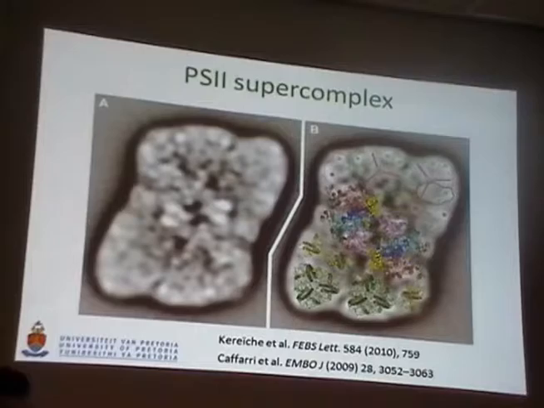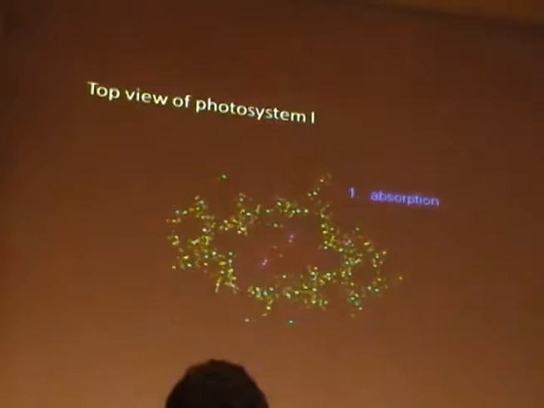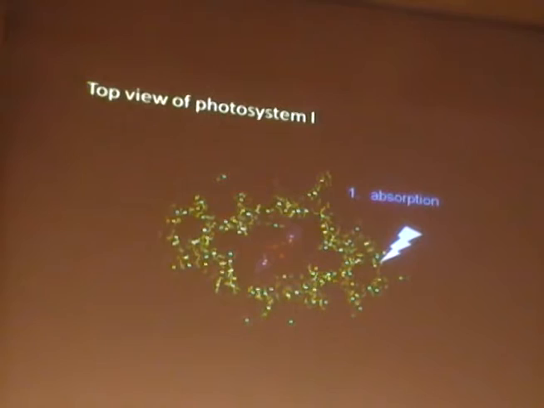Okay, here it's also shown. Now, excitation concentration, the second principle I'd like to focus on. Photosystem 1 gives a very nice conceptual view of the antenna system, which normally surrounds the reaction center in the middle. In this case you have about 200 different chlorophylls forming an antenna. They surround the reaction center in the middle.